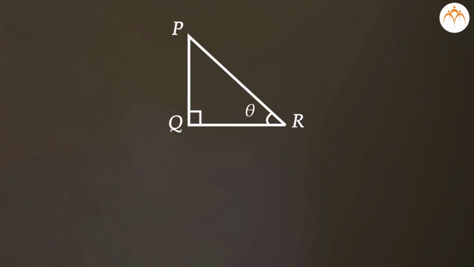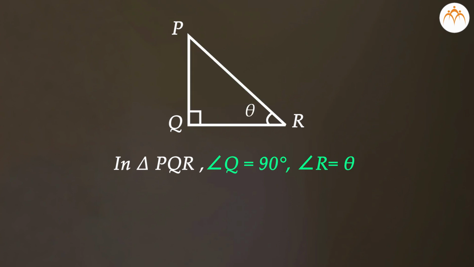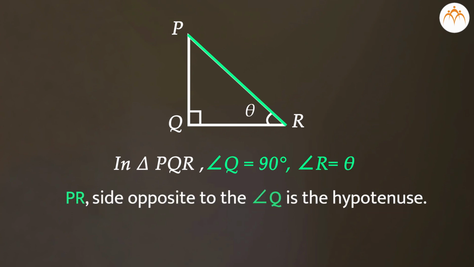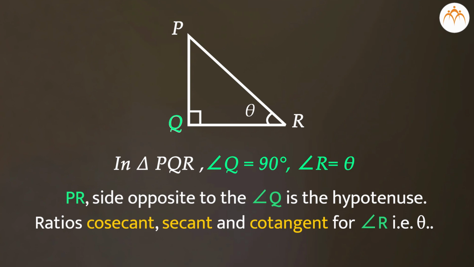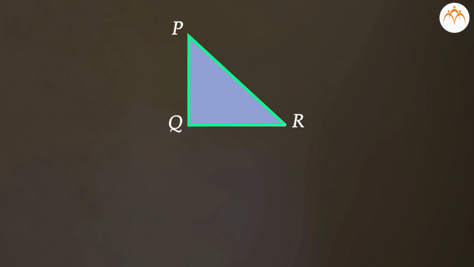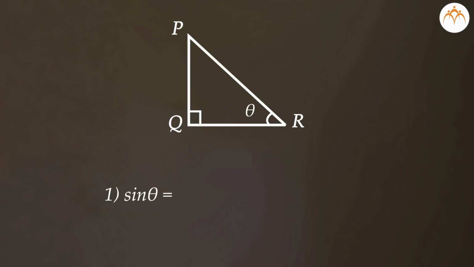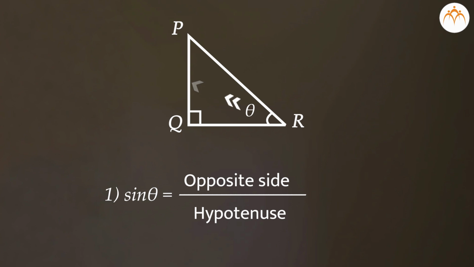Let's consider an example. In the given triangle PQR, angle Q is equal to 90 degrees, angle R is equal to theta, that is, PR side opposite to the angle Q is the hypotenuse. Write the ratios cosecant, secant and cotangent for angle R, that is theta, in triangle PQR. Now, sin theta is equal to opposite side upon hypotenuse equal to PQ upon PR.